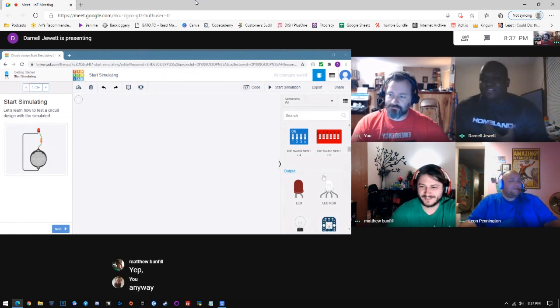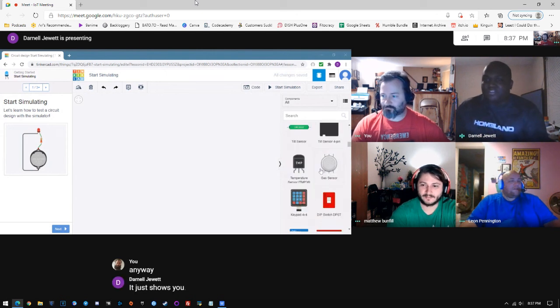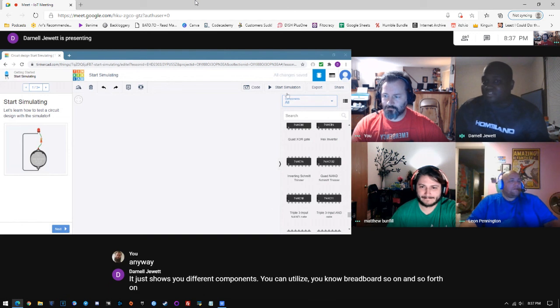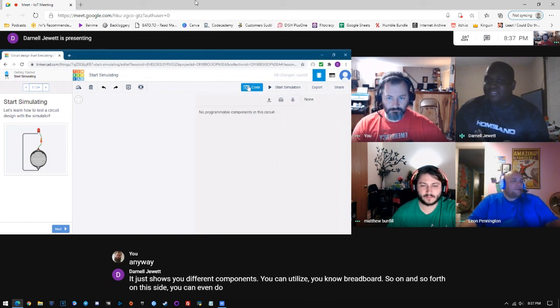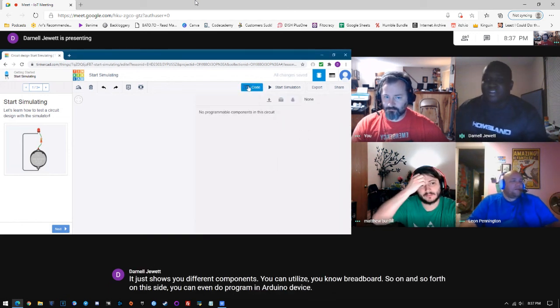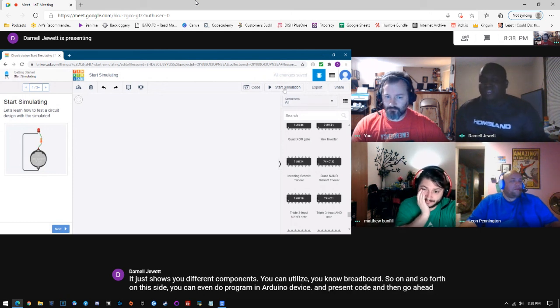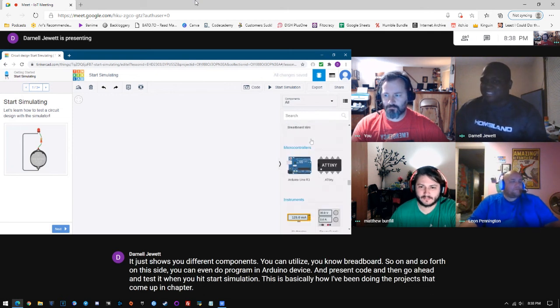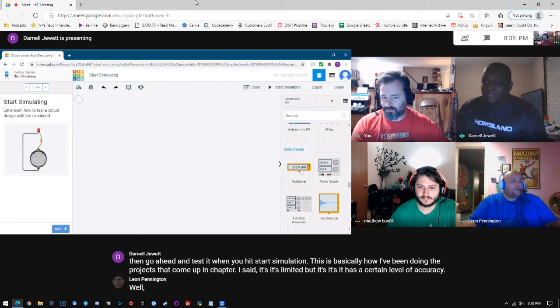Again, no worries. Yeah, it just shows you different components you can utilize, breadboard, and so on and so forth on this side. You can even program an Arduino device and present code, and then go ahead and test it when you hit start simulation. This is basically how I've been doing the projects that come up in each chapter. I said it's limited, but it has a certain level of accuracy. That's nice. Yeah, that's really cool.